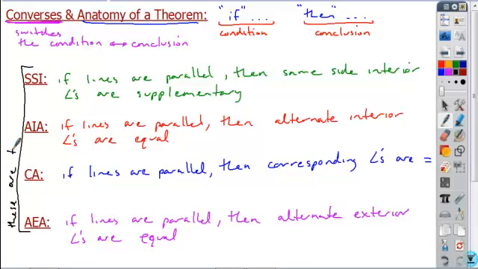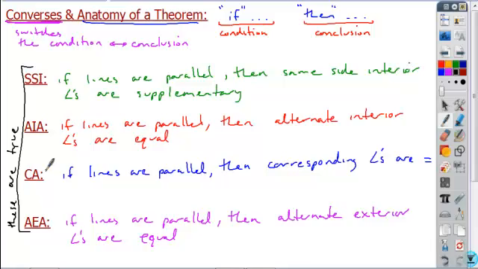Okay, all of these converses will also be true. Okay, so all of these converses here, these are true. Okay, SSI, AIA, CA, and AEA. And in fact, we're just going to use the same abbreviation for the original theorem as well as its converse.